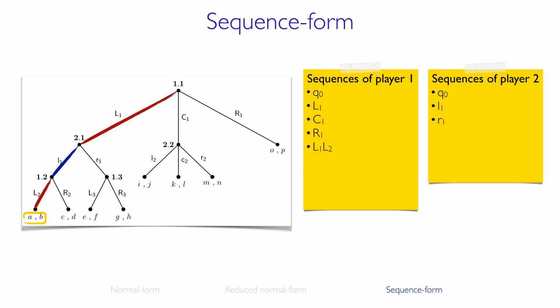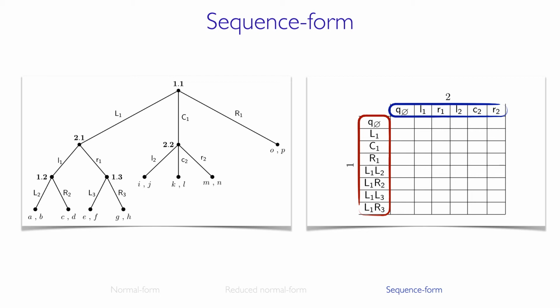Node AB defines sequence L1, L2 for player 1. CD defines L1, R2. EF defines L1, L3. And GH defines L1, R3. Finally, nodes IJ, KL, and MN define sequences L2, C2, and R2 for player 2. These are all player sequences.